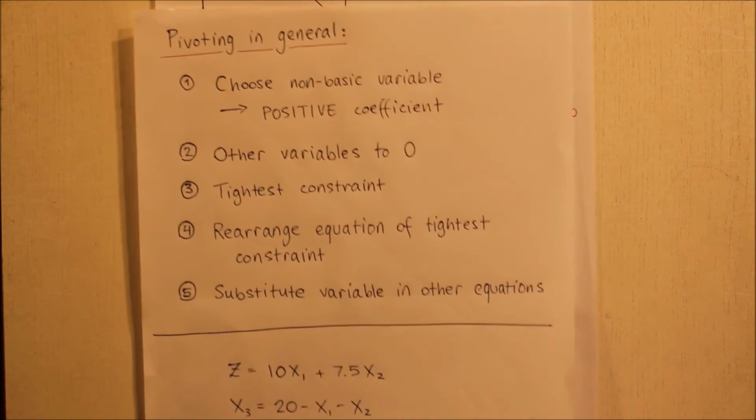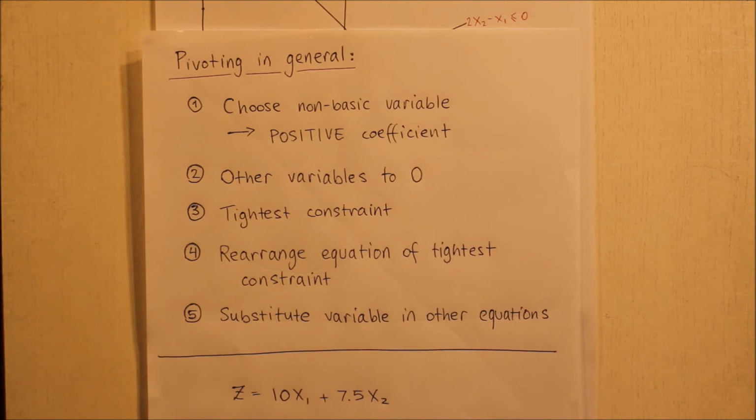In practice, a single pivot works like this. Choose a non-basic variable in the objective function with a positive coefficient. Set all other non-basic variables to 0. Find the tightest constraint, that is, find a constraint that allows for the smallest maximum value of the variable. Rearrange the equation for the tightest constraint so that the chosen variable is isolated on the left-hand side, thus becoming basic. Substitute the variable with the right-hand side in all the other equations.